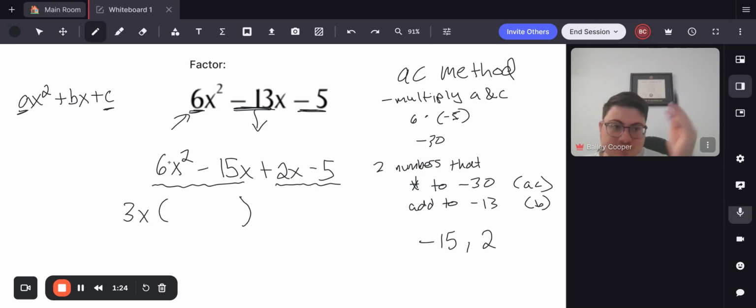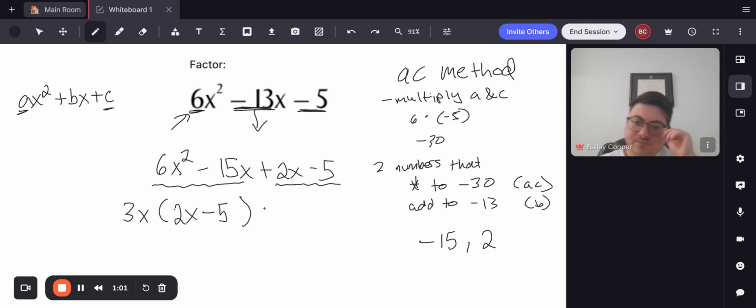When you factor something out, it's the same as dividing. So we think about what's left over when we divide 6x squared by 3x. 6 divided by 3 is 2. X squared divided by x is x. And similarly, what's left over when you divide negative 15x by 3x? Negative 15 divided by 3 is negative 5. X divided by x is 1.